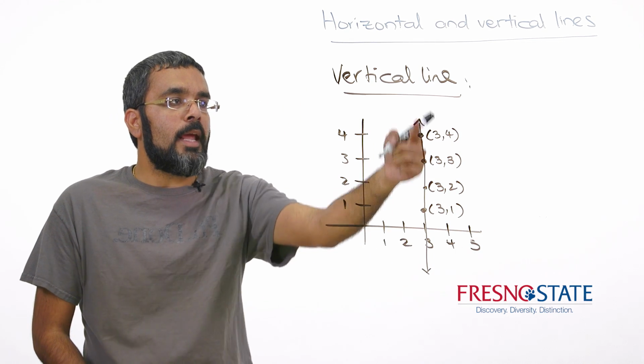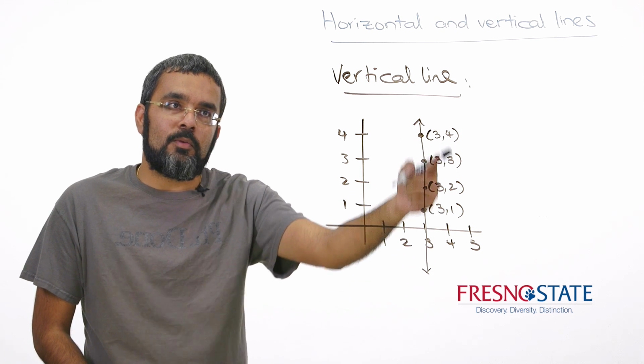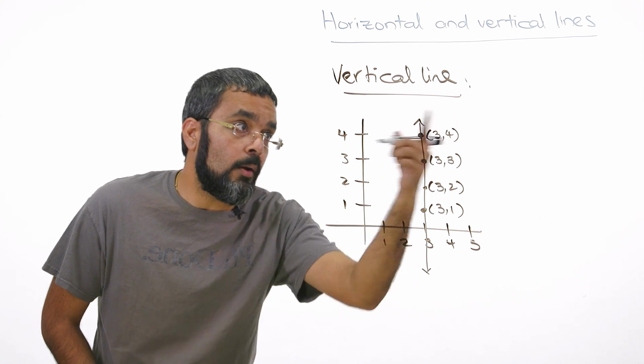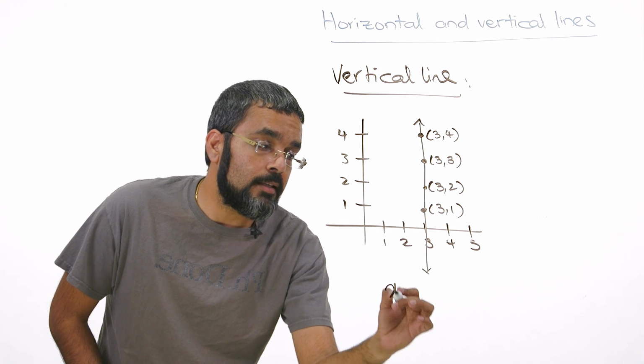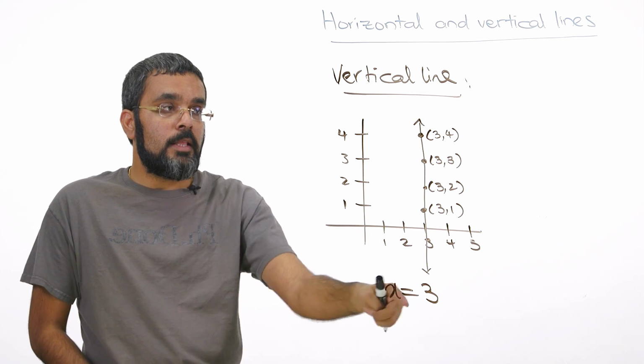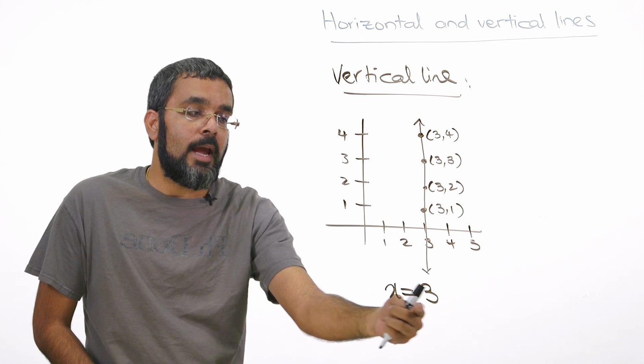So look at any of the points on this line. What do we notice? Well, we notice that all the x coordinates are 3, right? And so we can think about this as, well, no matter what point I pick on this line, x is always equal to 3. Right? So in this case, for this line, my vertical line is going to be x equals 3.